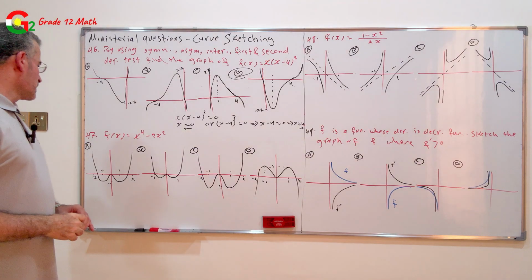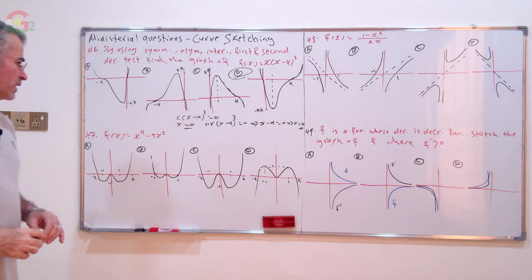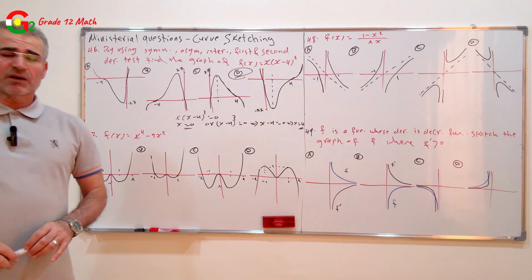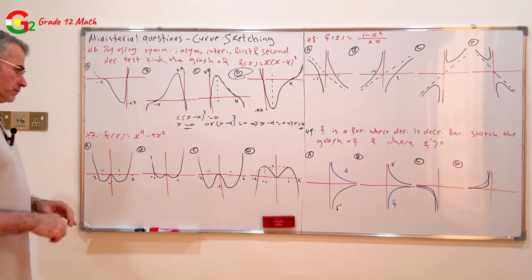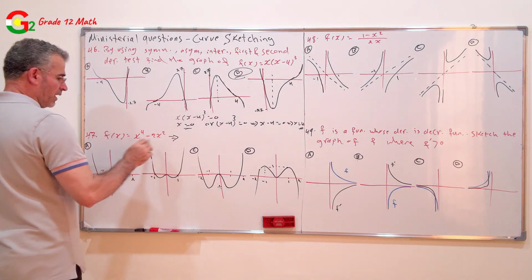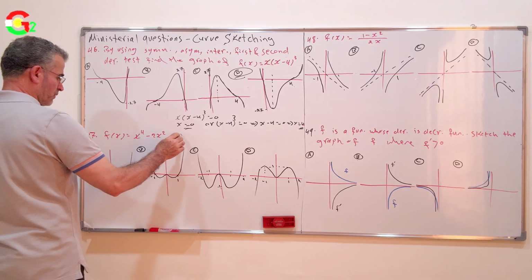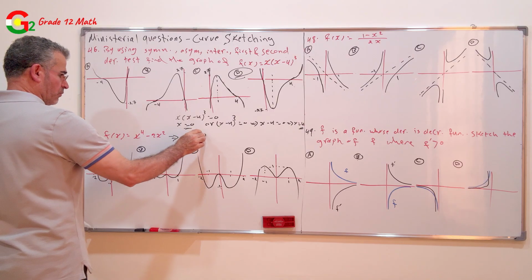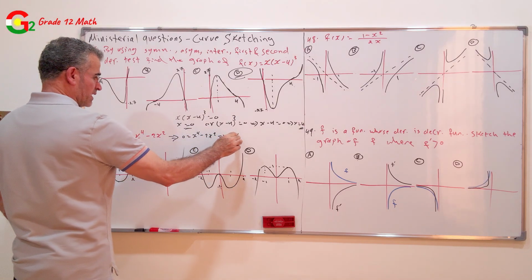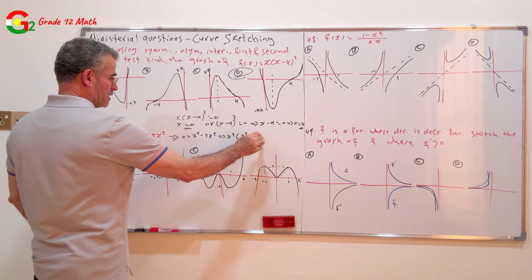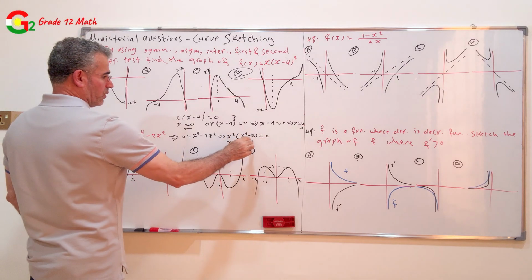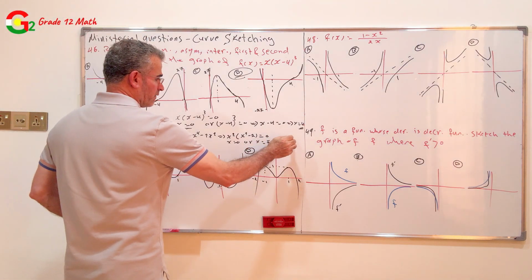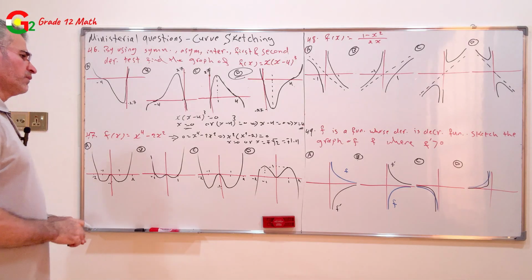Question number 47. F of x equals x power 4 minus 2x power 2. The function is even, and all four graphs are even. But if we want to find the x-intercepts for this function, we set y equals 0, then 0 equals x power 4 minus 2x power 2. Factorize by x power 2: x power 2 times (x power 2 minus 2) equals 0. Either x equals 0 or x equals negative or positive square root 2. Square root 2 is about 1.4.